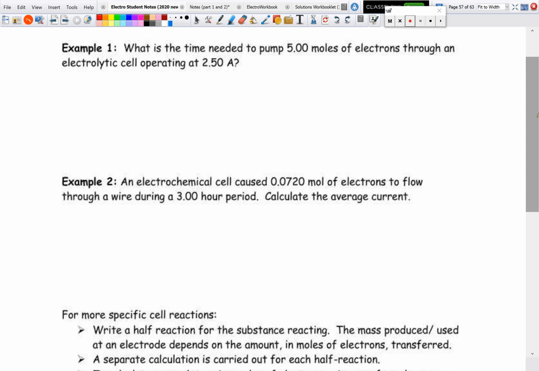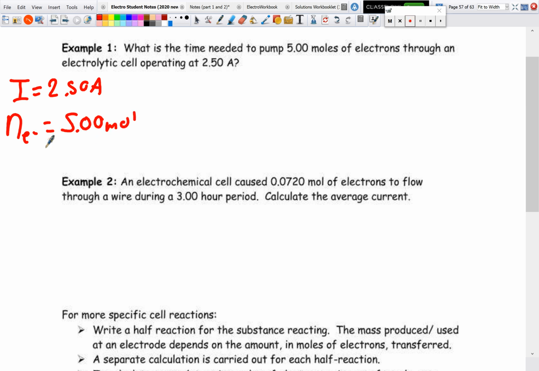But before we actually get into stoichiometry, let's do a few examples of working with that particular formula. What is the time needed to pump 5 moles of electrons through an electrolytic cell operating at 2.5 amps? So we have a current equal to 2.50 amps. It's saying pump 5 moles of electrons.